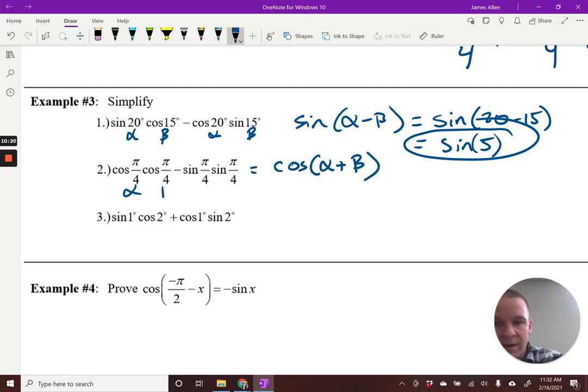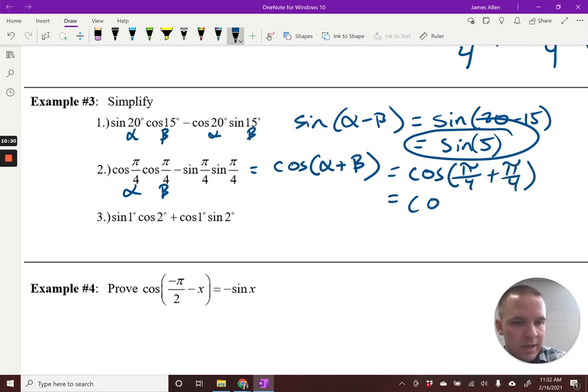So this is my alpha. This is my beta. So I'm going to have cosine of pi over 4 plus pi over 4. Well, pi over 4 plus pi over 4 gives me 2 pi over 4, which is pi over 2, right? And what is cosine of pi over 2? That's my first quadrantal. That is 0. So there's my final answer.